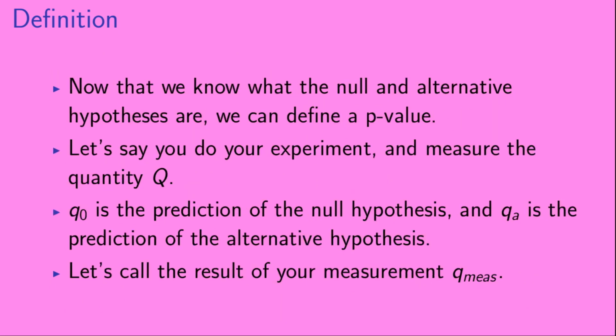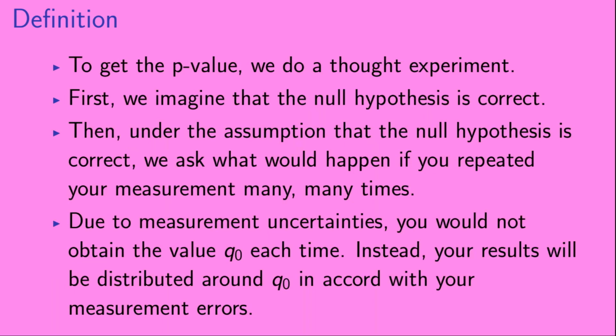Now that we know what the null and alternative hypotheses are, we can define a p-value. Let's say you do your experiment and measure the quantity Q. Q0 is the prediction of the null hypothesis, and QA is the prediction of the alternative hypothesis. Let's call the result of your measurement Q measured. Now, to get the p-value, we do a thought experiment.